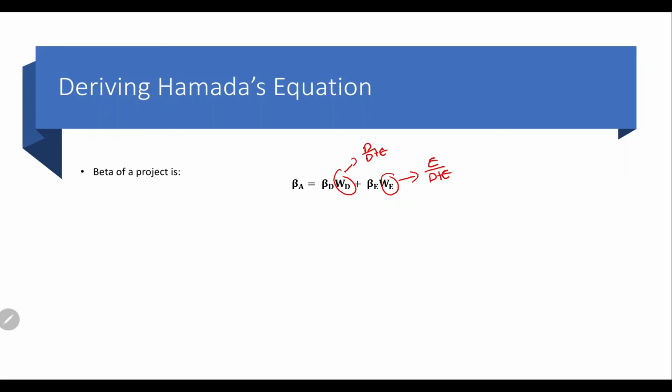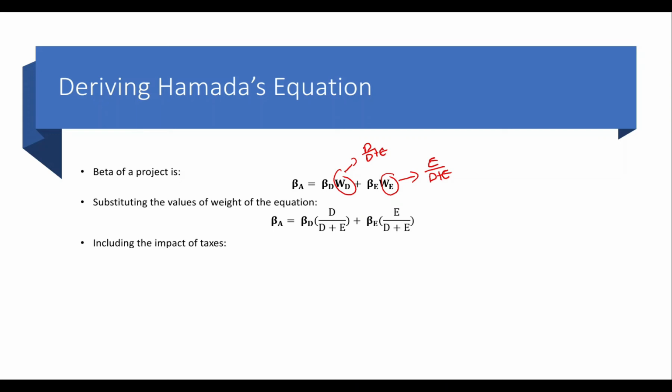So if we replace the value of weights in the above equation with these values of weights of debt and equity, we can rewrite our equation like this. Now to this equation, we can also include the impact of taxes on the debt of the company. And if we do that, we get this equation. So what we've done is, we multiplied the debt by 1 minus tax, as we had done earlier. Why? Because debt is tax deductible and the amount of interest that we pay reduces the tax obligation. So we have multiplied D everywhere with 1 minus T.